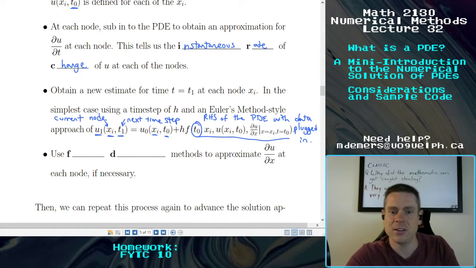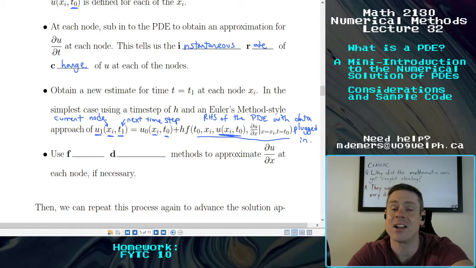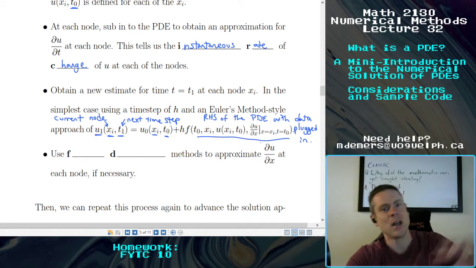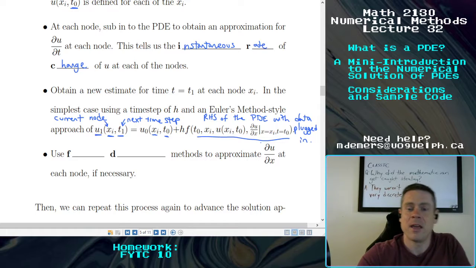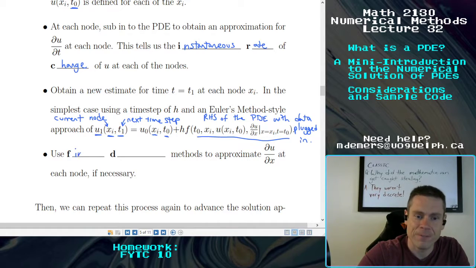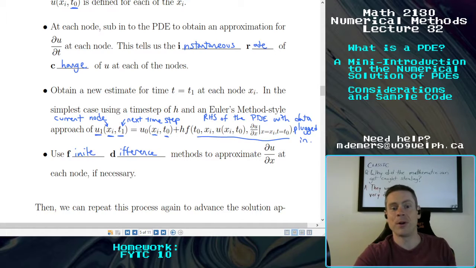So you can see, I'm plugging in t0. I'm plugging in our current node. I'm plugging in the data at that current node at that current time. And then here's that derivative of the stuff. I'm just taking all of this information, putting it into the f, whatever the f might be, and we're going to proceed from there. And as I said, we can use finite differences to approximate this du/dx quantity at each node as we go forward, if necessary, if that quantity does appear.